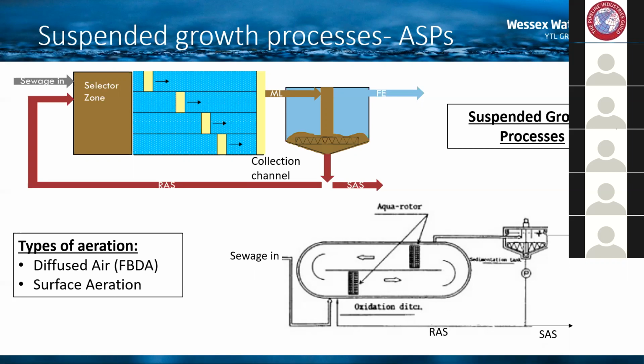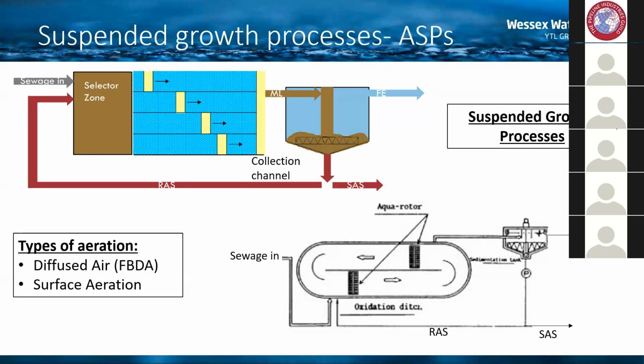If we look at the diagram in the bottom right, that's an example of what we call an oxidation ditch. It's a slightly different setup in that it's a ditch and the flow goes circularly round and round the ditch. But again, it's the same principle, and it's built with a retention time in mind. In this setup, the air is beaten in with surface horizontal aerators rather than the fine bubble diffused air.